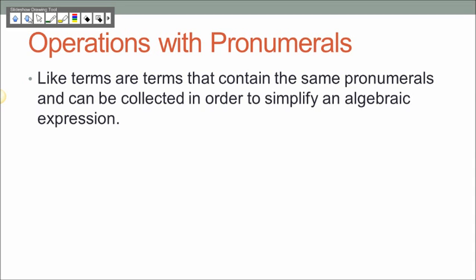Now, there's a few operations, just your 4 basic ones: addition, subtraction, multiplication, and division. Now, where like terms come in is with your addition and subtraction. But let's quickly remind ourselves exactly what like terms are. If I had, for example, a term 3a, and another one that had 4a in it. Now it says up here that like terms are terms that contain the same pronumeral and can be collected in order to simplify an expression.